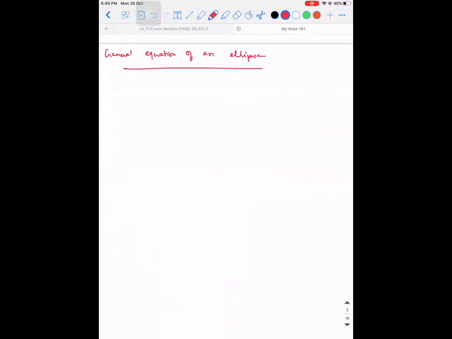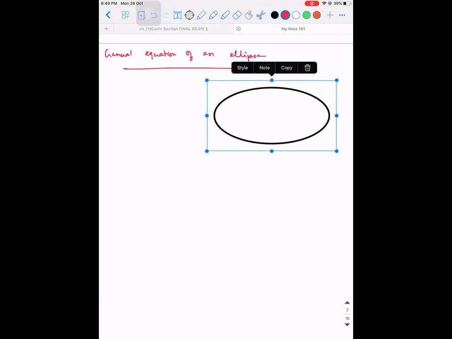General equation. Sir, I have a doubt. Tell me. Sir, will they ask derivations in exams as well? No, they don't. But you have to know what is the reason. That is the reason. Okay, sir. Maths they will not ask.